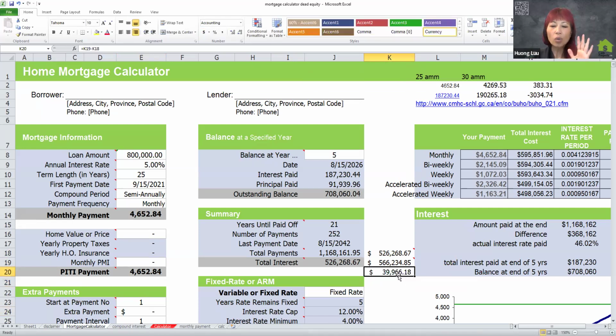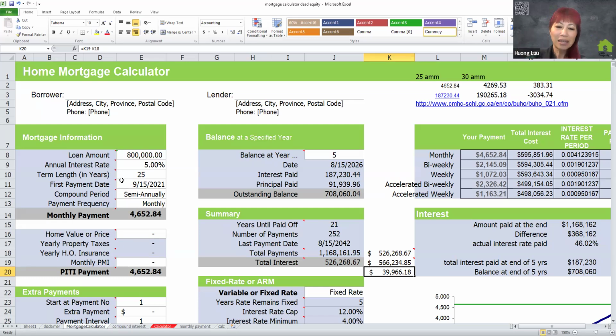So if I'm at 5%, the difference between the 30-year and the 25-year amortization is a $40,000 savings. Which is huge. That is 100% just interest to the bank, and you never get that money back. It's not like your house had gone up in value by $40,000.